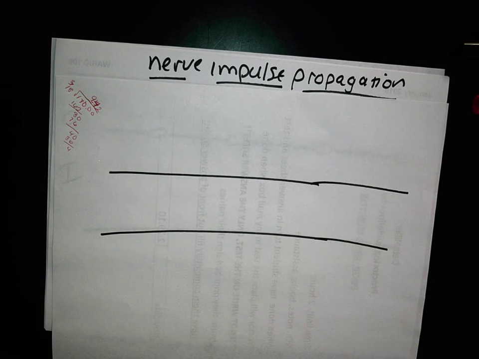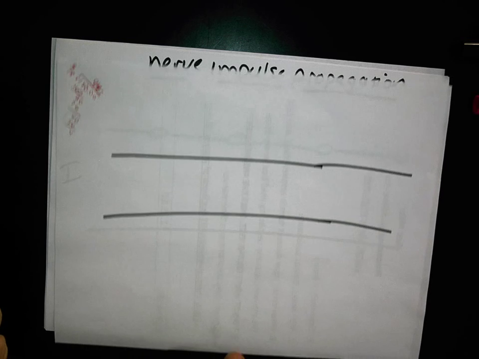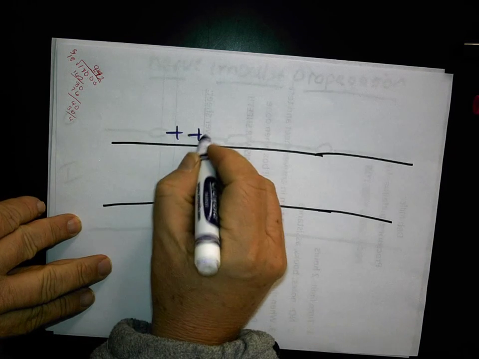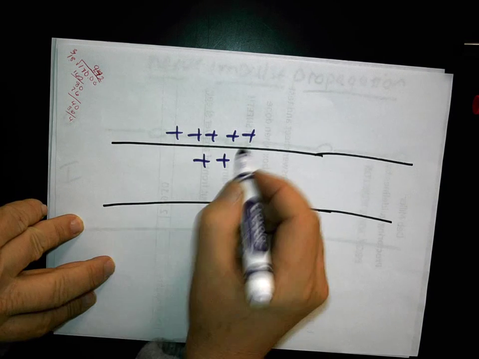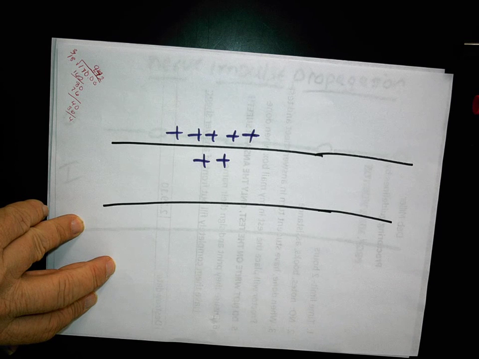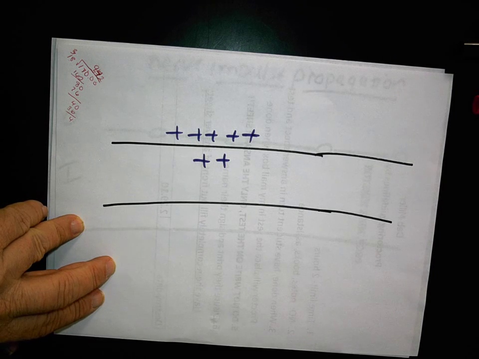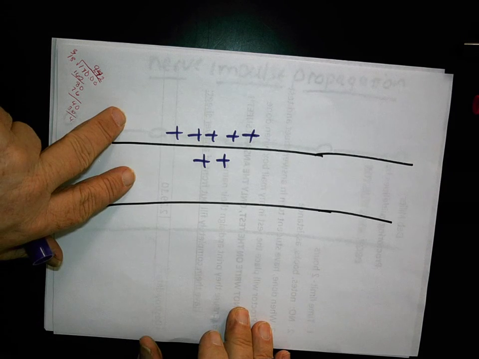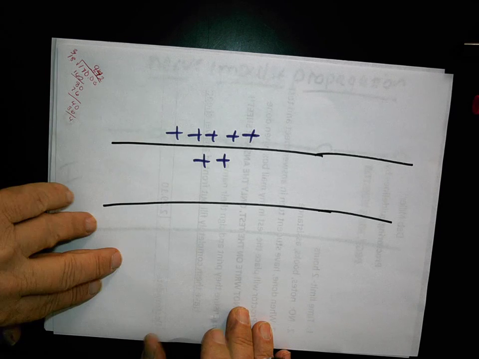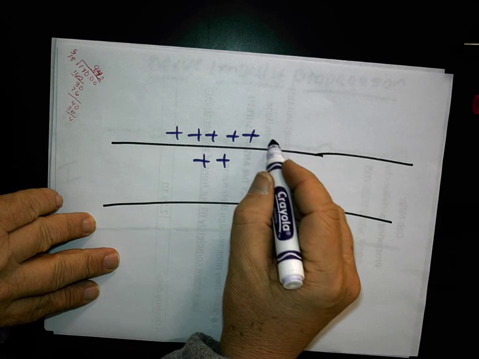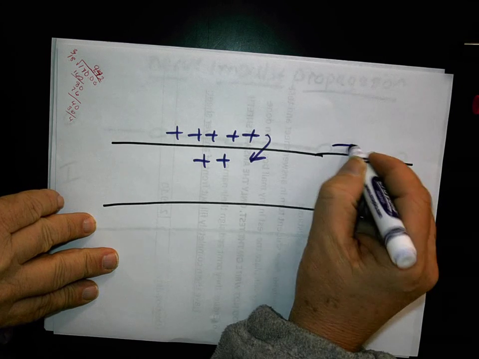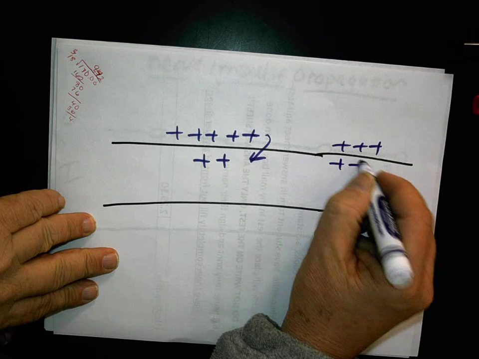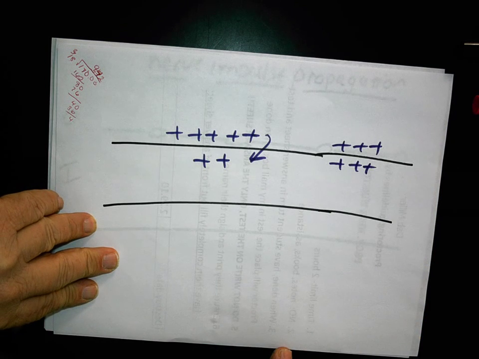Okay, let's look at nerve impulse propagation. Remember we said that the voltage is due to the difference across the membrane. If there's a difference, there'll be a voltage because there'll be movement, correct? Right. If there's no difference across the membrane, will there be a voltage? No.